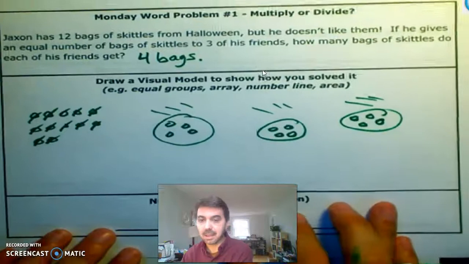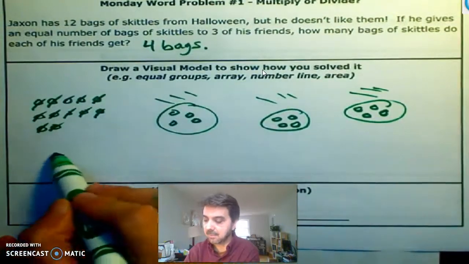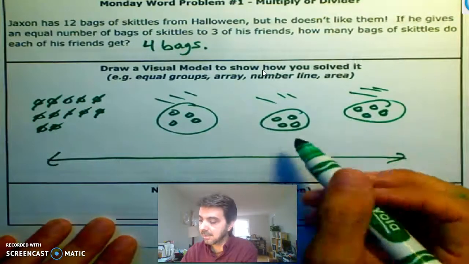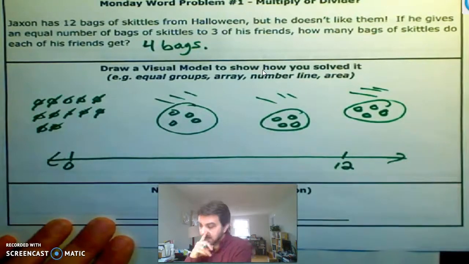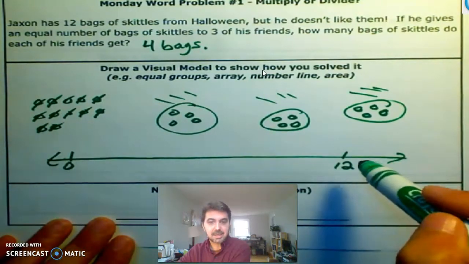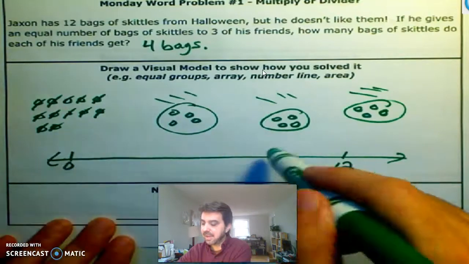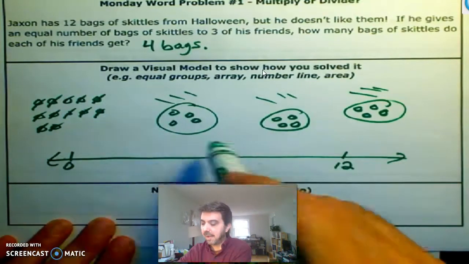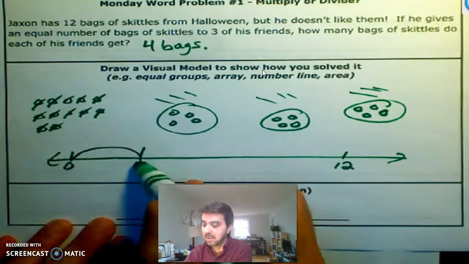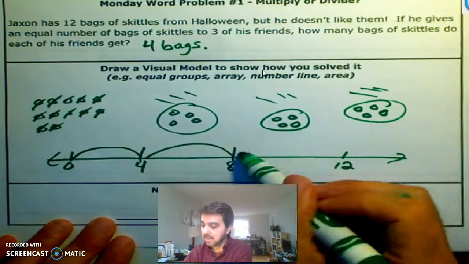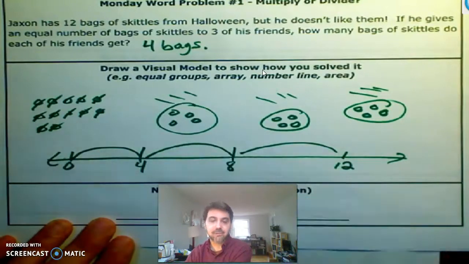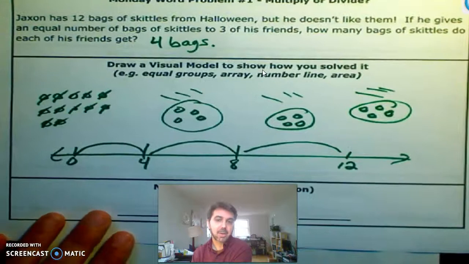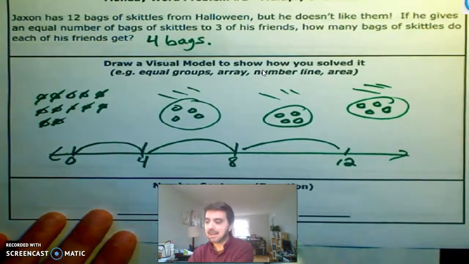We could have also done it like this. We could have done a number line and said this is 0, he's got 12 bags, and 3 friends get them. So in 3 hops, I need to get to 12. So I could do 5, 10, 15, that doesn't work. 4, 8, 12, that does work. So 3 friends would each get 4 bags of Skittles. That's another way you could have thought about it. But I kind of like my equal groups.